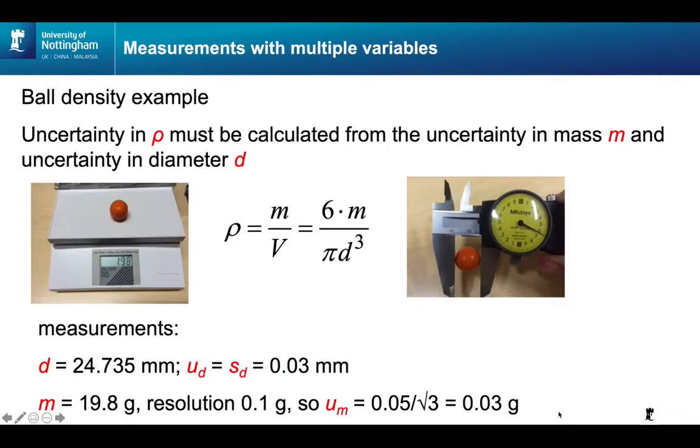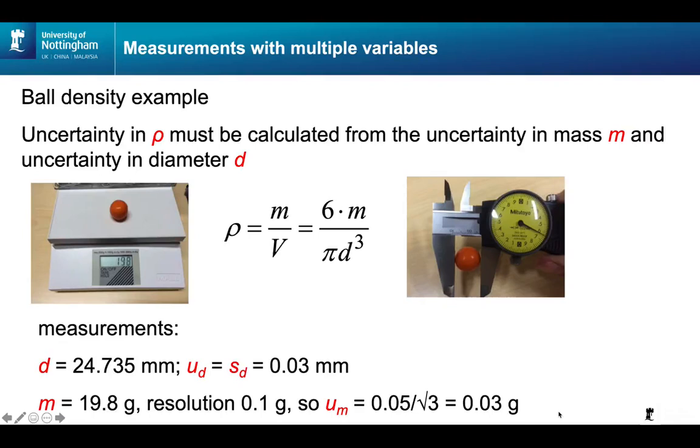So back to the ball density example, the uncertainty in rho must be calculated from the uncertainty in mass and the uncertainty in diameter. So once again, in the middle there's our model equation. And the measurements, if we're calling these from the last lecture, is 24.735 millimeters. The uncertainty in the diameter, which was from repeat measurements, was 5 repeat measurements if I remember rightly, and that gave us a standard deviation of 0.03 millimeters.